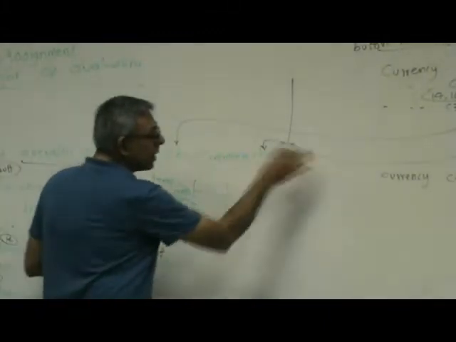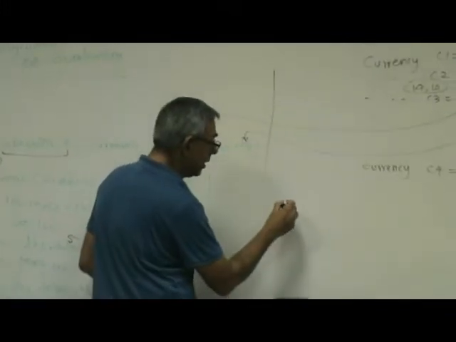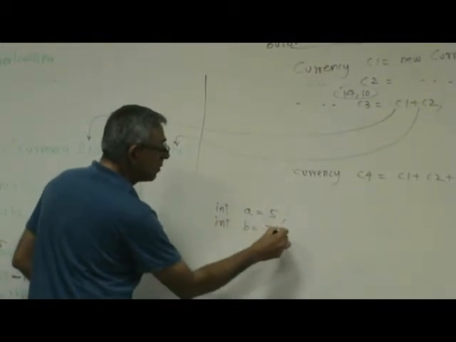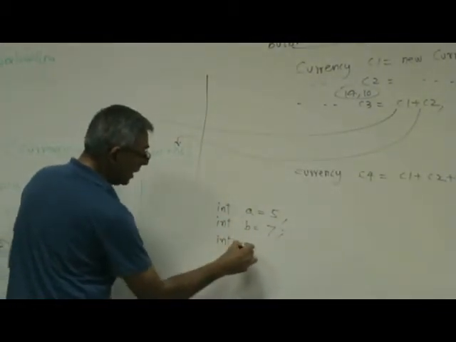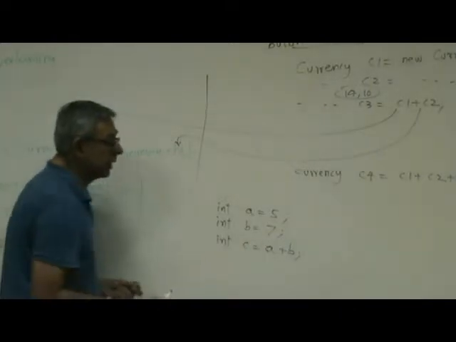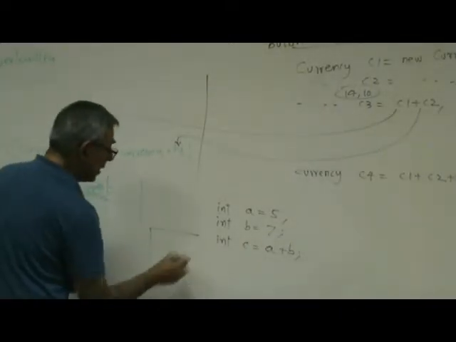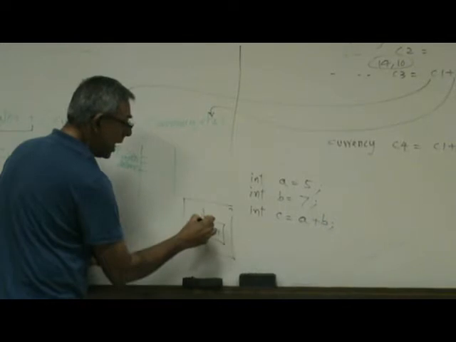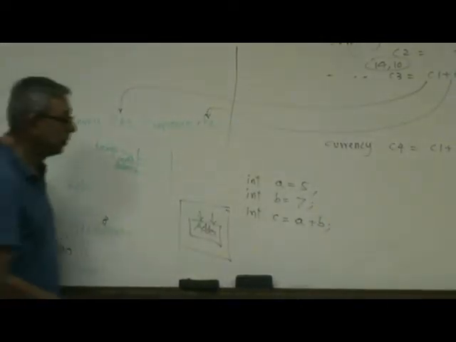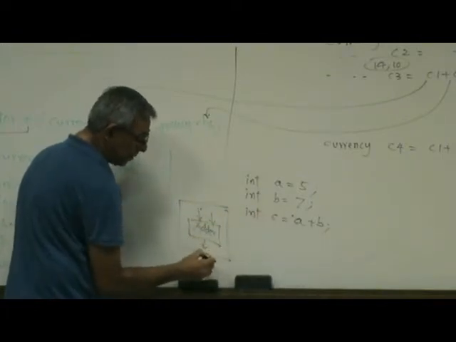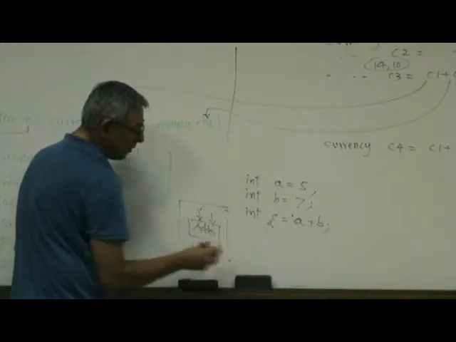So forget the currency for the time being. If you did int a equal to 5, int b equal to 7, and then if you did int c equal to a plus b, remember once the computer executes it, it translates it to its assembly language. Inside the CPU, there's one adder, which only adds 2 numbers. So this a will be fed over here to the adder. It will produce 12, and that 12 will be stored over here.